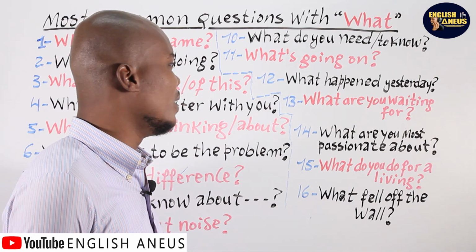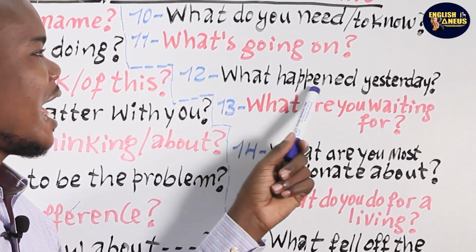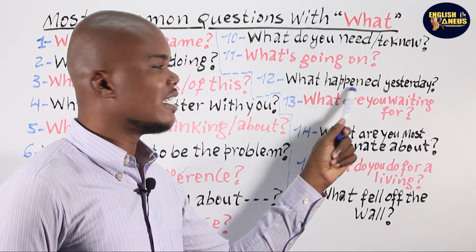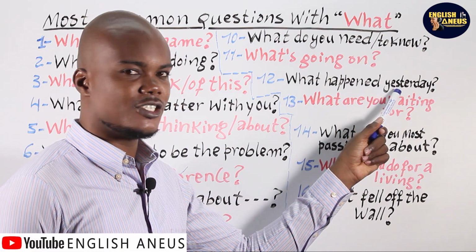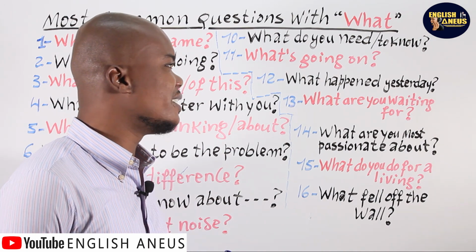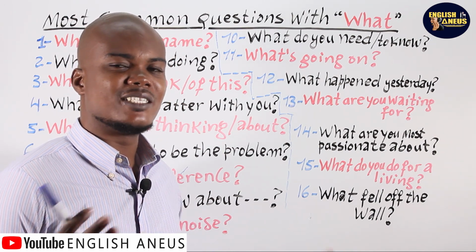And sentence number 12 is, what happened yesterday? What happened yesterday? Yesterday. What happened yesterday means, que s'est-il passé hier?